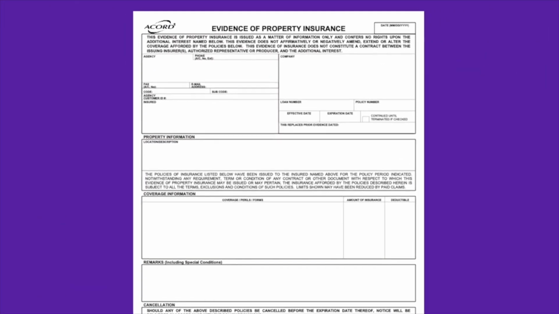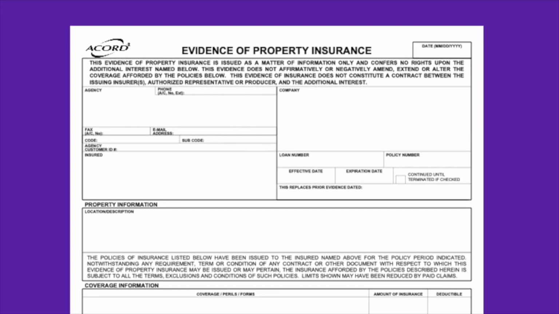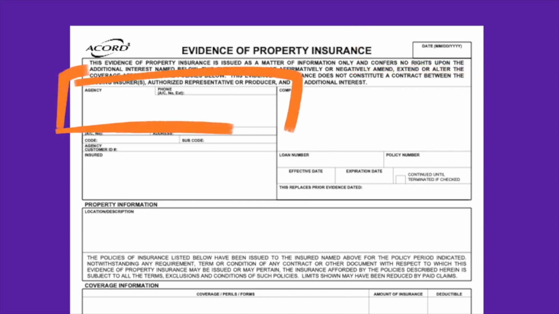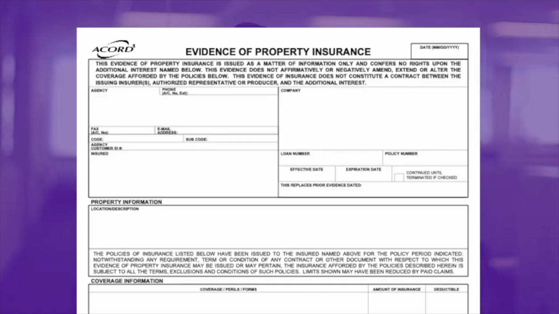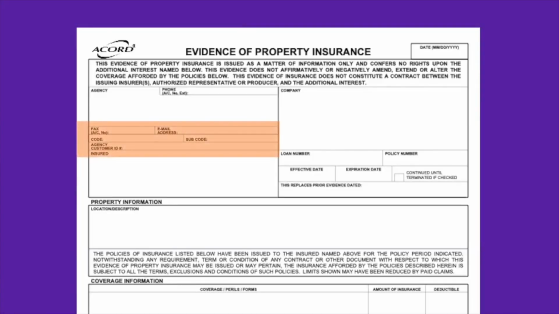Number 1, this is the issue date. This is the date the insurance agency created the document. Easy. Number 2, the producer. It's the name of your insurance agency or broker that issued this certificate. Number 3, the producer's contact information, which is often listed in this section, so you can reach out to the agent if you have any questions or need to request revisions.